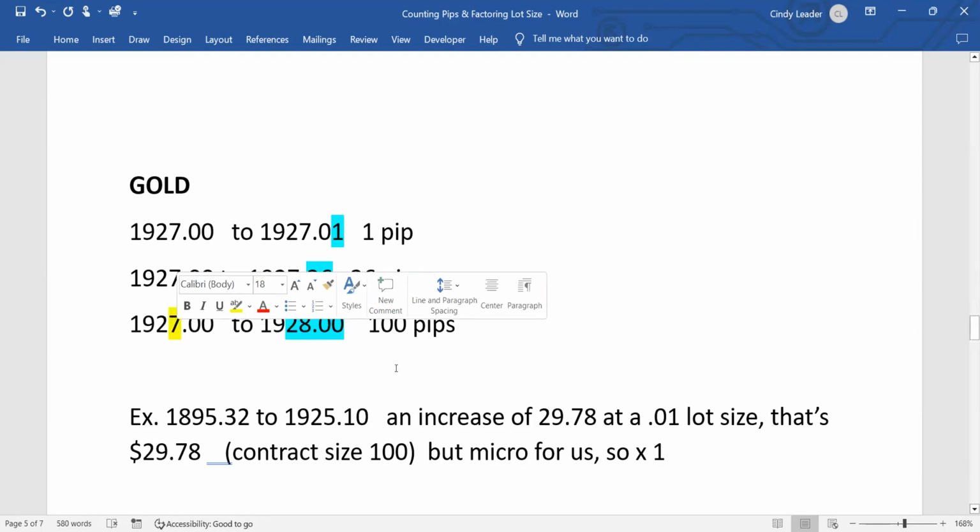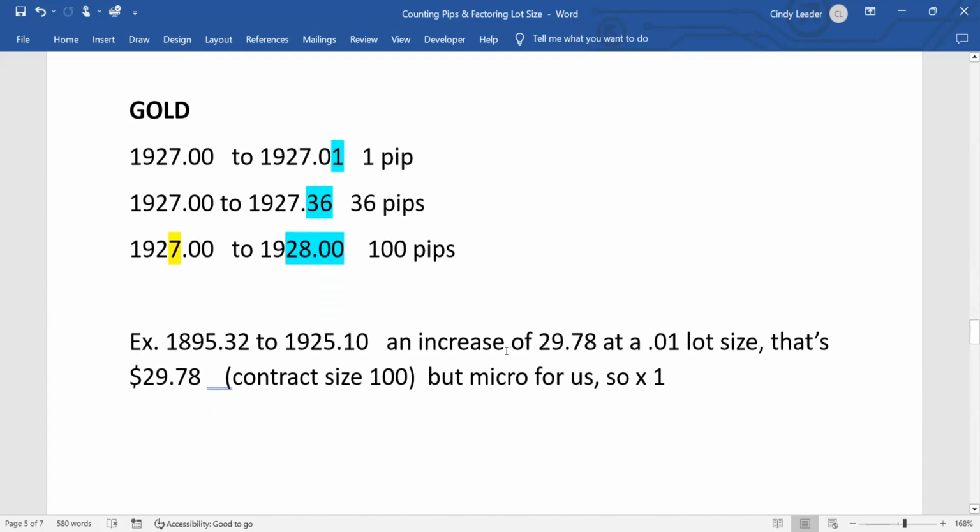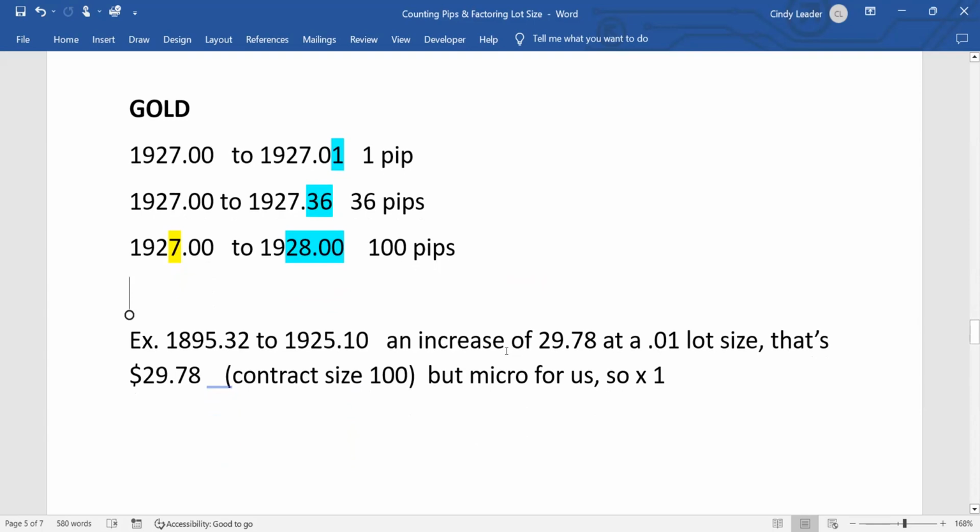So that would be a good day, wouldn't it? That would be a good day. But I tried to do some basic math down here because I had a gold trade open. I don't think I do anymore. So on my trading screen, I had entered at 1895.32. And at that time, I took a little screenshot and wrote down the numbers. It was at 1925.10. That's an increase. It's just basic math.